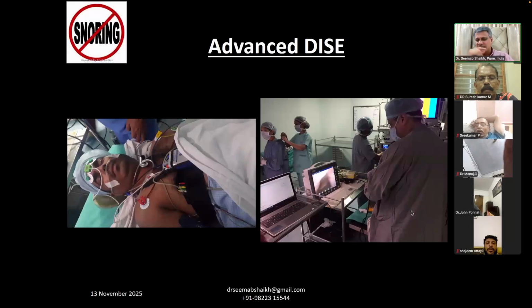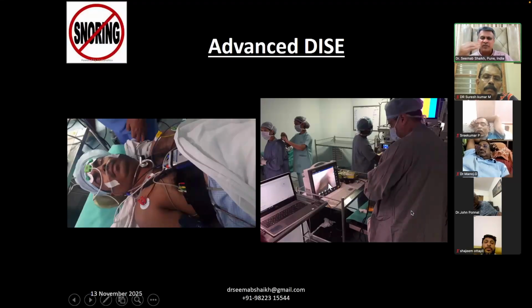But to take away the limitations, what the chest people used to tell me, we started doing what is called an advanced DICE, where on one side I'm doing the DICE and the patient has an intra-procedural PSG lined up, and I'm also seeing the stages of sleep on one side. So when I see that the patient is in REM stage 4, that is the time I'll see where exactly is the obstruction and note that. So this was something which helped me bypass the problems that were pointed out to me by the chest physician.